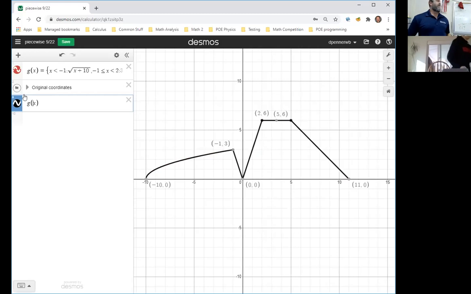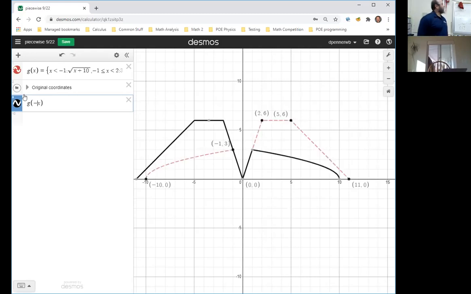Put a negative inside now. What happens when you put that negative on the inside? It flipped it on the y-axis. What changed? Did the x values change or did the y values change? The x values changed. Look at it. This says 5, 6. It's still comma 6, but now it's negative 5, comma 6. You see how the x values changed?